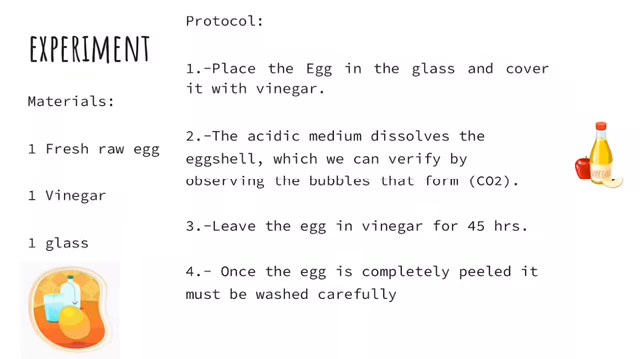Experiment materials: one fresh raw egg, vinegar, and a glass. Protocol: 1. Place the egg in the glass and cover it with vinegar. 2. The acidic medium dissolves the eggshell, which we can verify by observing the bubbles that form.